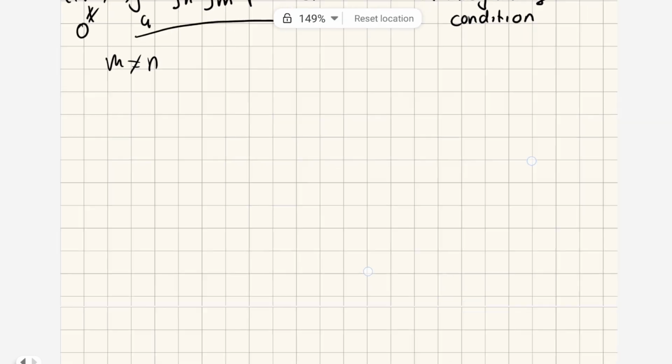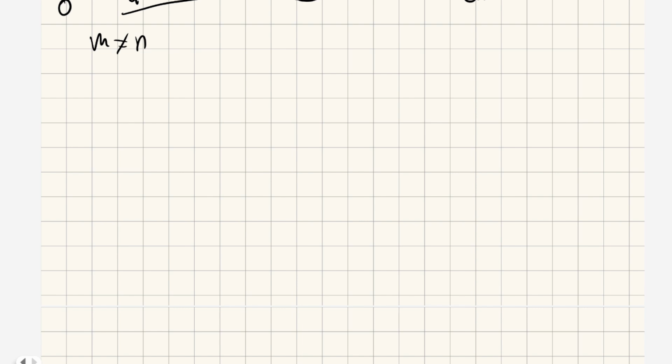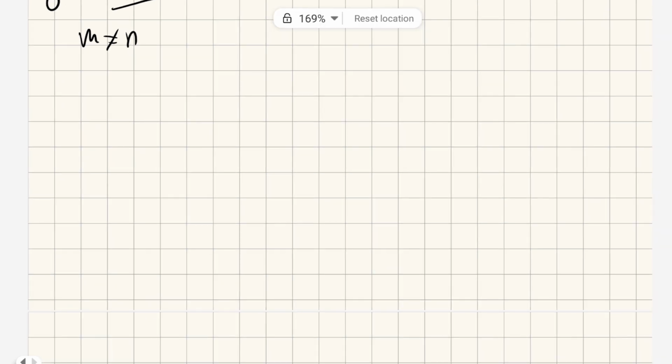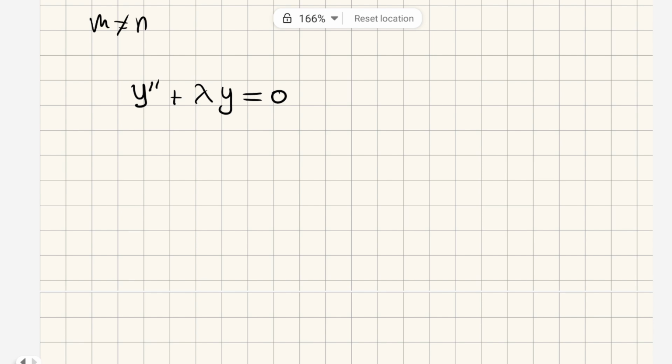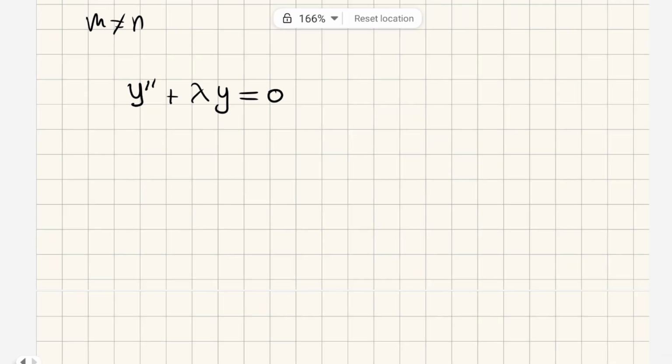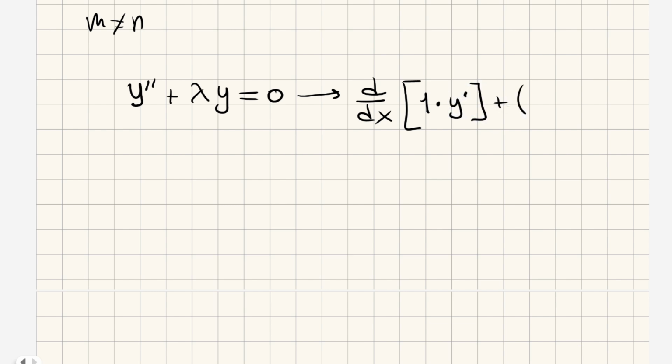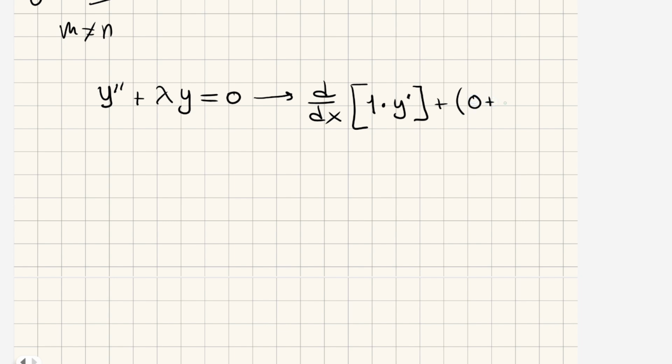Okay, so before finishing this lesson, let me write a quick example, a very easy example of a Sturm-Liouville regular problem. That is going to be y'' plus lambda y equals 0. This is a very easy differential equation, and actually very well known, that is going to be of the form of the regular problem of Sturm-Liouville. And why is that? Because you can rewrite this equation as the derivative with respect to x of, let's say, 1 times y', and then plus 0 plus lambda times 1 times y equals 0.